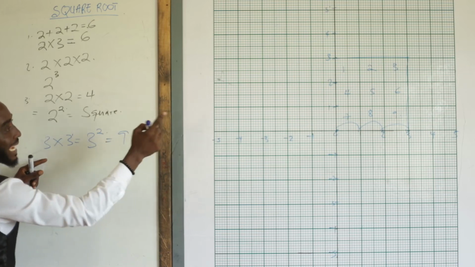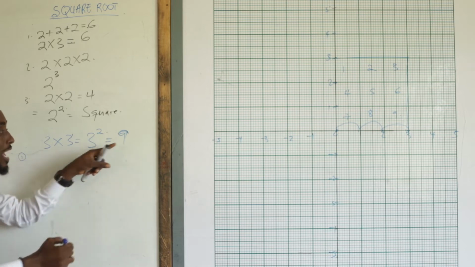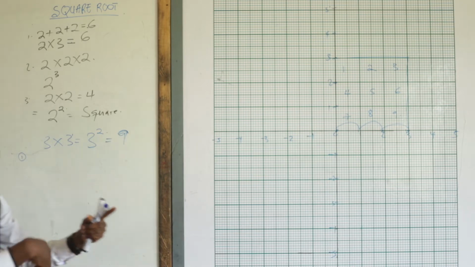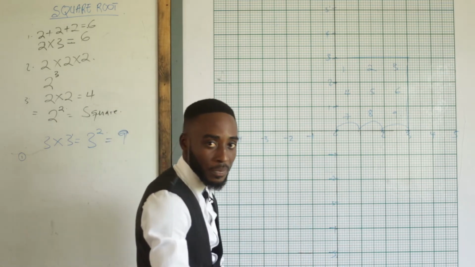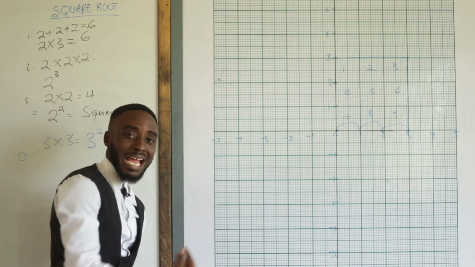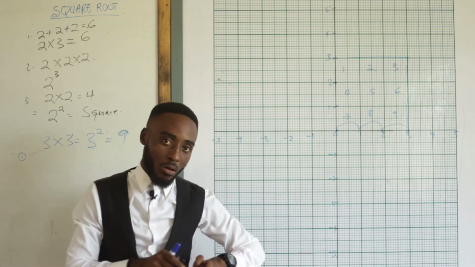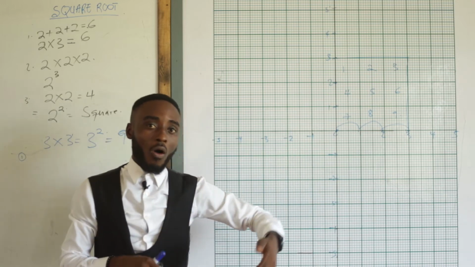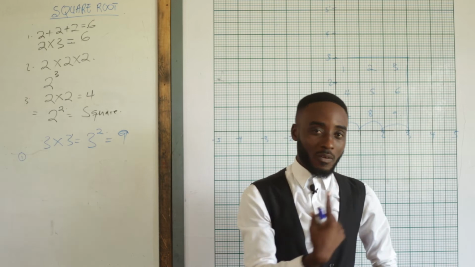Giving us what? 9. Now, when we are asking for the square root of any number, we are simply asking for what we used to get. So square roots is like you being asked a question backwards. That means that the square has already been created, the square shape has already been created, and you are asked to find out what the length of each side of the square is, simply.